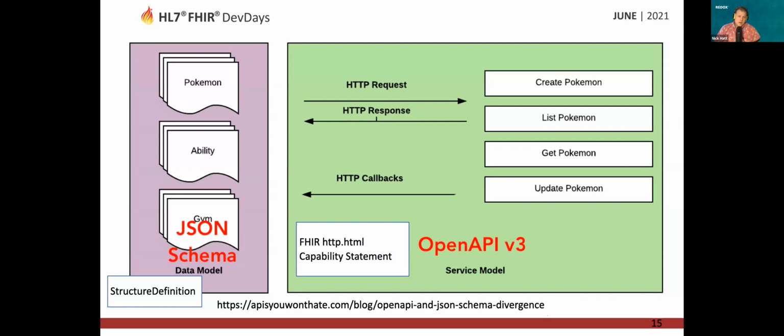And the service model is both baked into the protocol that you use to exchange those things and the verbs that you use on it. So in this case, you can create a Pokemon, you can list all the Pokemon. Maybe you have a Pokedex and you list the Pokedex. You can do different search parameters, right? So you can say, what are the Pokemon I haven't collected yet? Things like that. And again, in FHIR, that corresponds to that HTTP documentation as well as the capability statement.